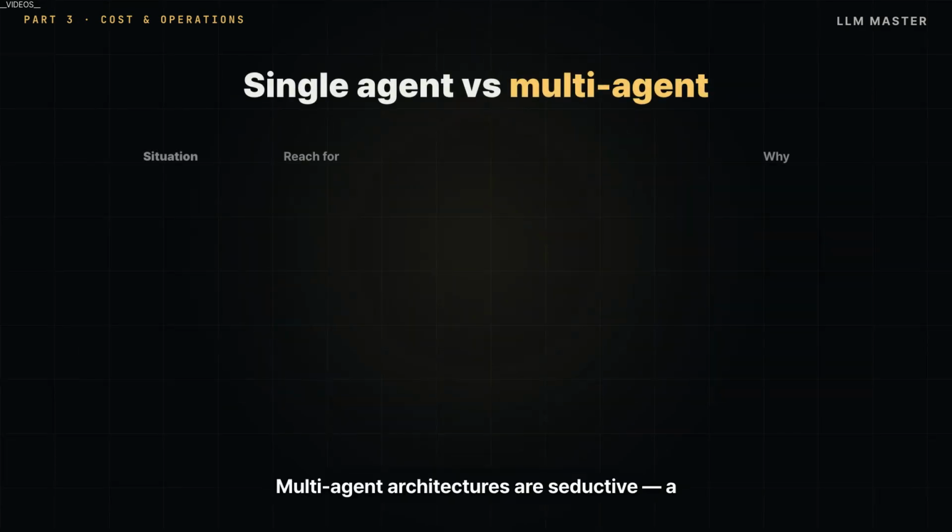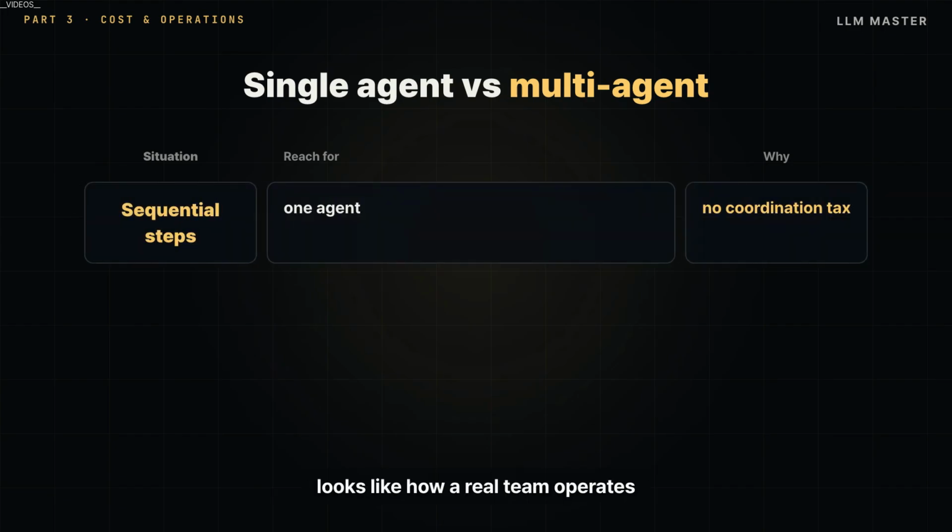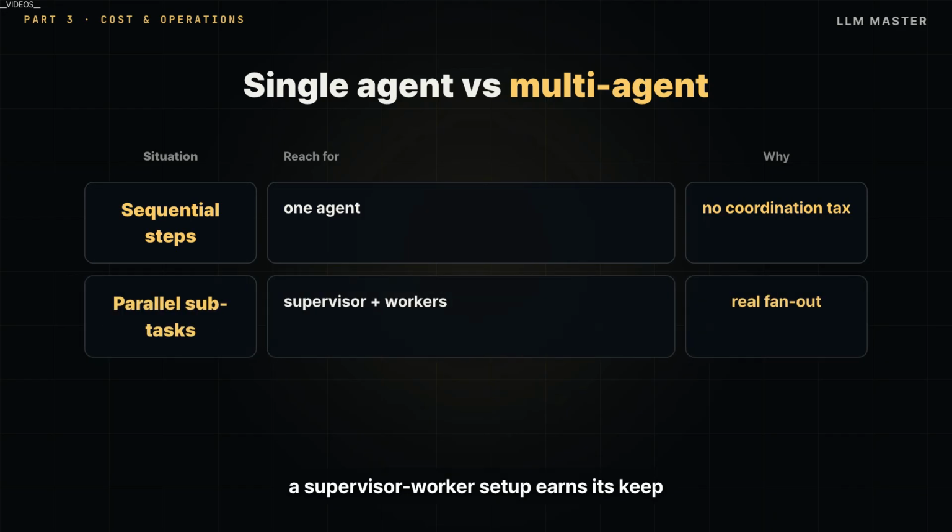Multi-agent architectures are seductive. A supervisor delegating to specialist workers looks like how a real team operates. Sometimes it's the right call, when a task genuinely fans out into independent subtasks that can run in parallel, or when isolating context per specialist keeps each one focused. A supervisor worker setup earns its keep, but reach for it far later than your instinct says.